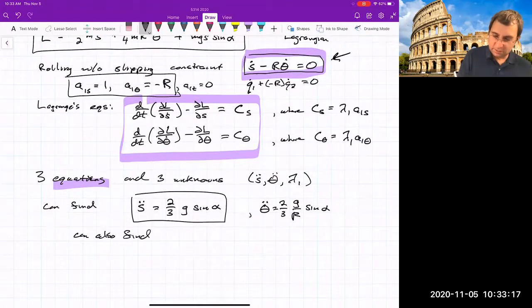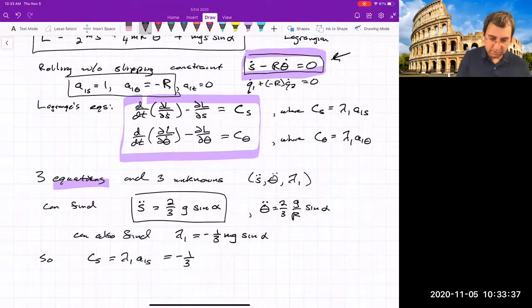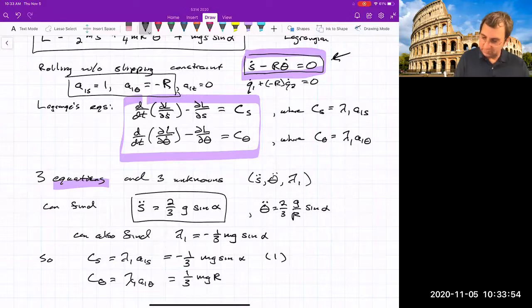So you can also find lambda 1. And lambda 1 is negative 1/3 mg sine alpha. So Cs, saying that this is lambda 1 A1s, is negative 1/3 mg sine alpha. We'll call that equation 1. C theta is lambda 1 A1 theta, which is 1/3 mgR sine alpha, call that equation 2.